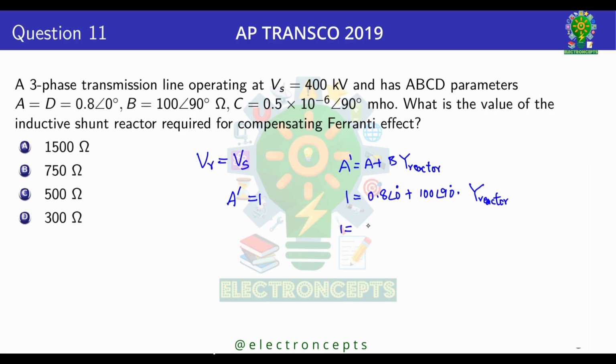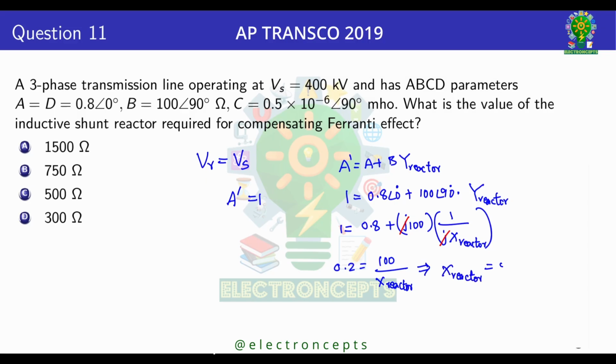Solving this, 1 is equal to 0.8 at an angle 0 degrees, which can be written as 0.8, and 100 at an angle 90 degrees can be written as j into 100, multiplied with shunt reactor admittance, which can be written as 1 by j into shunt reactor impedance. Cancelling the common terms, solving this, 0.2 is equal to 100 by shunt reactor impedance. Finally, the shunt reactor impedance obtained is 500 ohms. Therefore, option C is correct.